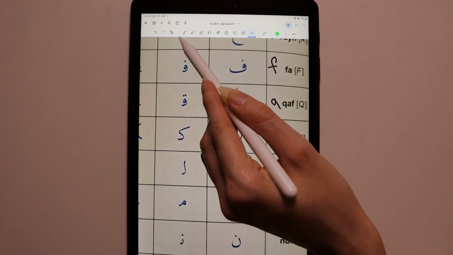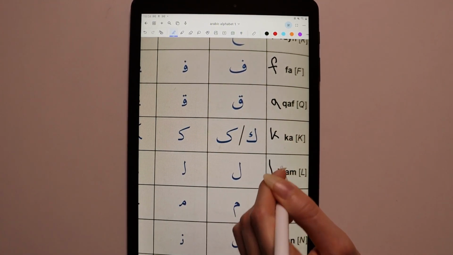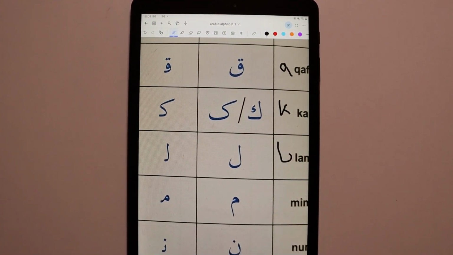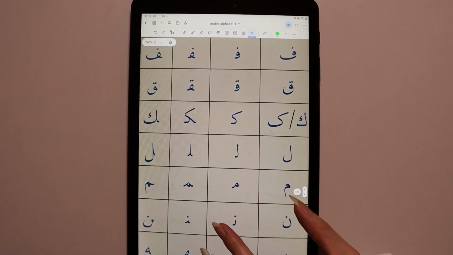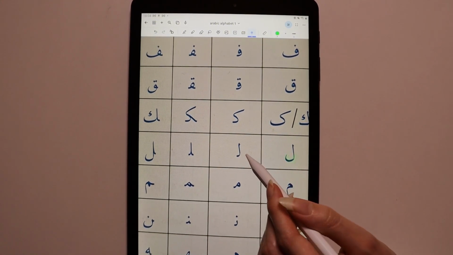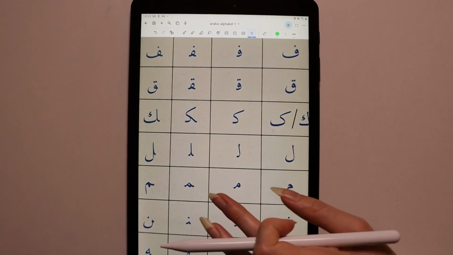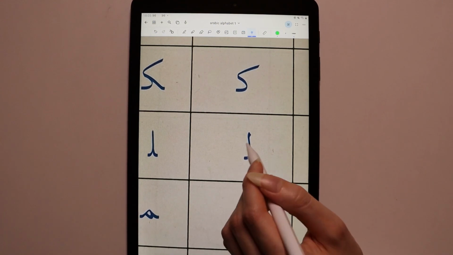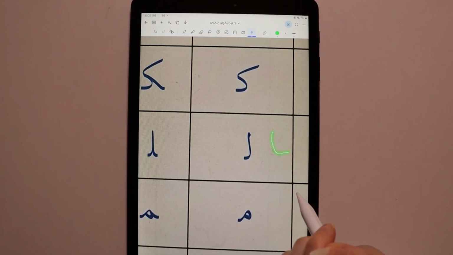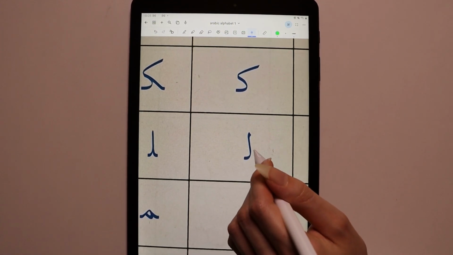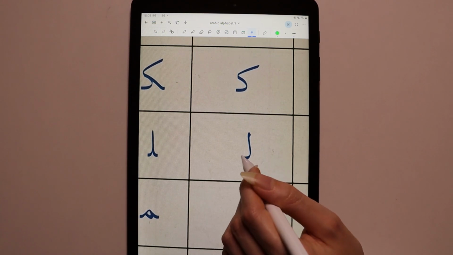The lam is an L. Lam is like an L, and it's also written the same, but the other way around. Lam, an L, is kind of easy to recognize, even though it doesn't have this longer line at the beginning or in the middle. It might look a bit similar to the alif, but the alif can't connect to another letter after it. It can come at the end of a word or at the end of a letter combination, but it can't connect after it. And so the lam can do that.